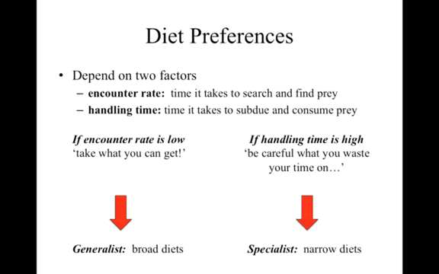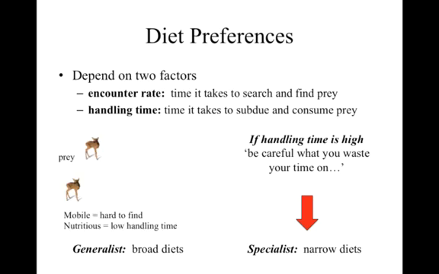But if your encounter rate's high and the handling time is high, you want to be a specialist because it's easy to find stuff, but you don't want to waste time on just anything. You only want to eat the stuff that's going to really pay off. Now, not surprisingly, this distinction is sort of a difference between carnivores and herbivores. With carnivores, I have a mobile prey that can run and hide, so it makes it a lot harder to find. And that makes your encounter rate really low. You spend a lot of time looking for those hidden or running animals. On the other hand, the food that you do get, each animal that you do get, is quite nutritious.